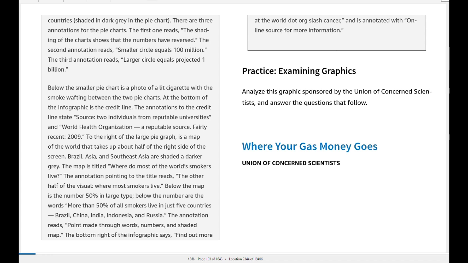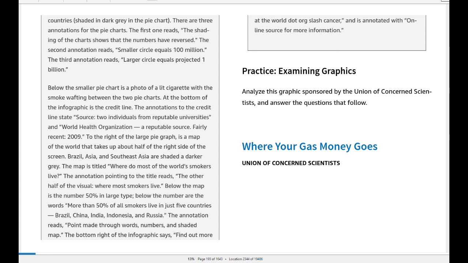At the bottom of the infographic is the credit line. The annotations to the credit line states, Source, 2 individuals from reputable universities, and World Health Organization, a reputable source. Fairly recent, 2009. To the right of the large pie graph is a map of the world that takes up about half of the right side of the screen.